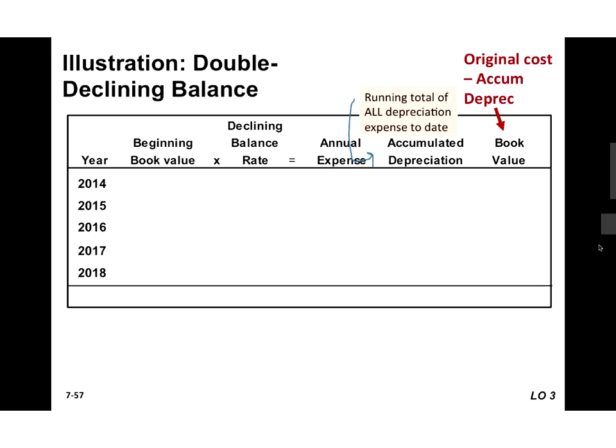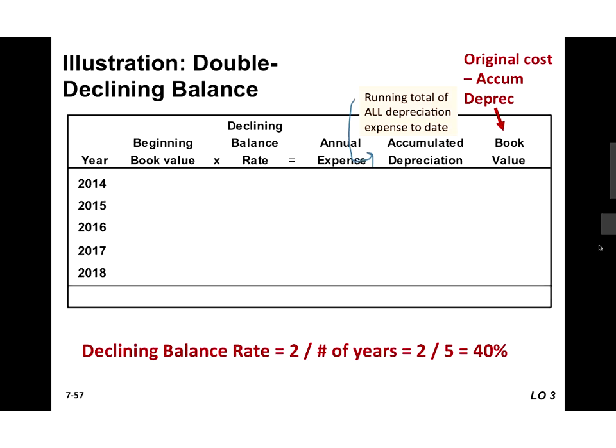So we're going to do a table to do our calculations since we're doing more than 1 year. The first column is the year. The second column is the beginning book value. The third column is the declining balance rate, then annual expense, accumulated depreciation, and book value.